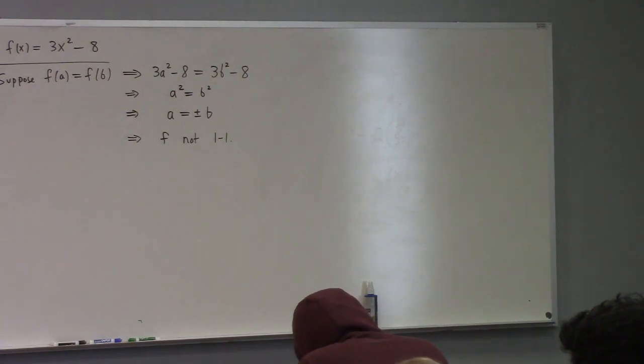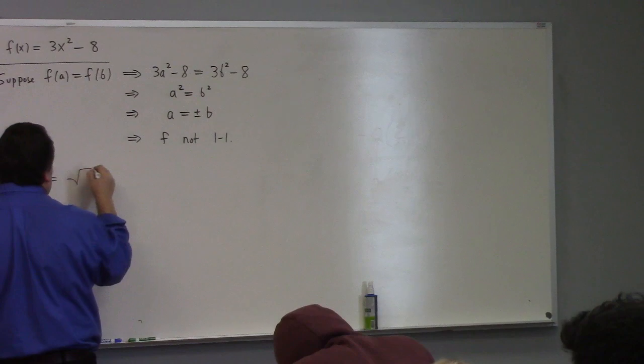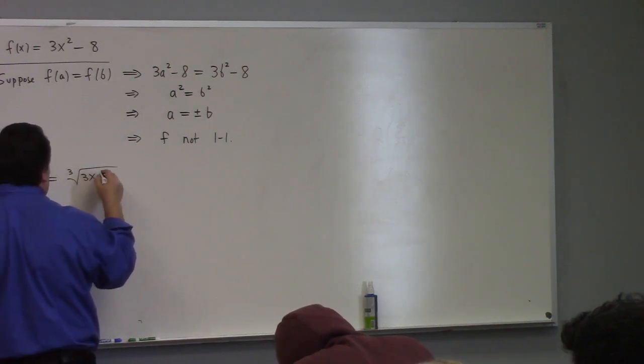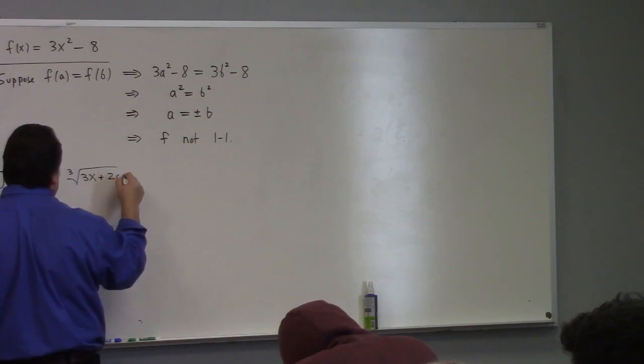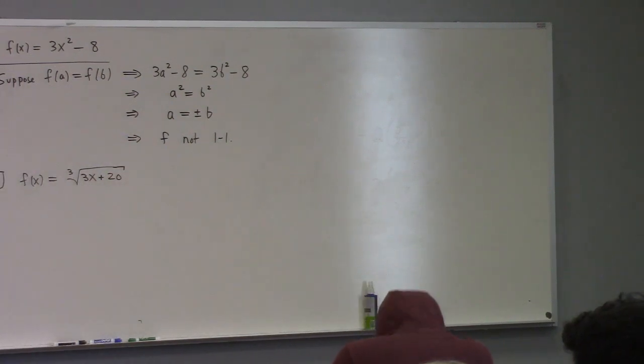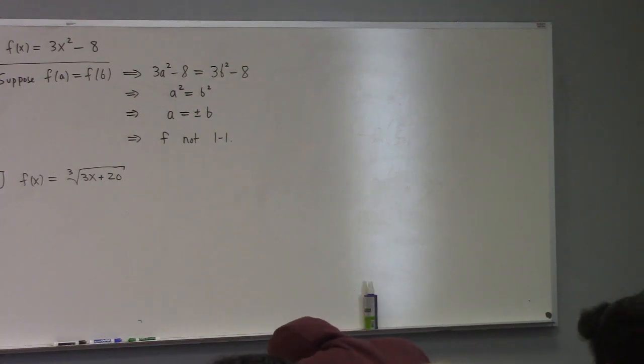Let's do another. Example 7. Suppose we had f of x equals the cube root of 3x plus 20. Is this function 1 to 1? Let's see if it is by algebra. Notice that the starting point of the algebra is to suppose f of a is equal to f of b.